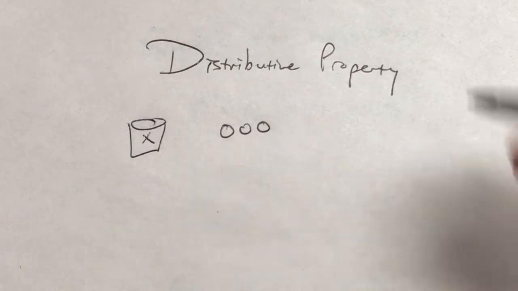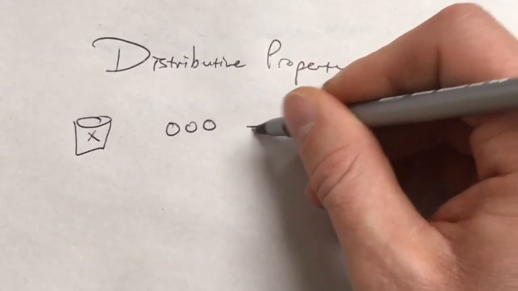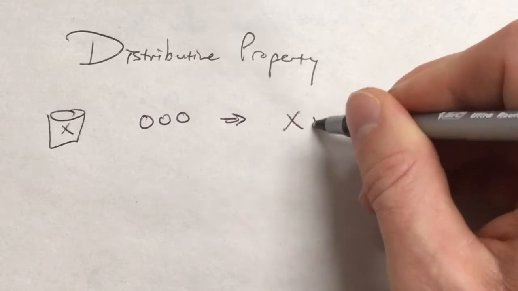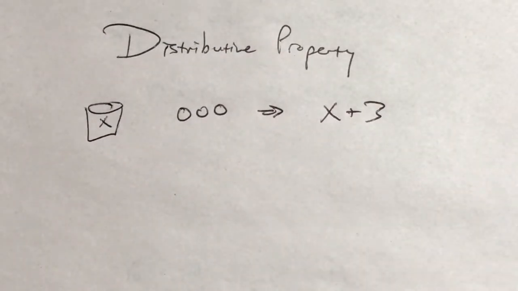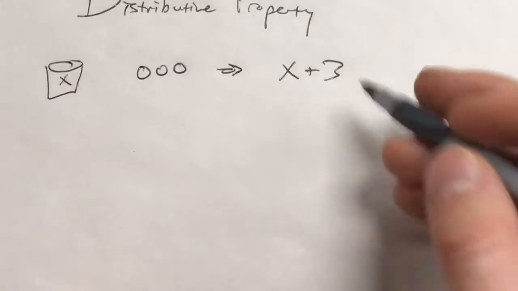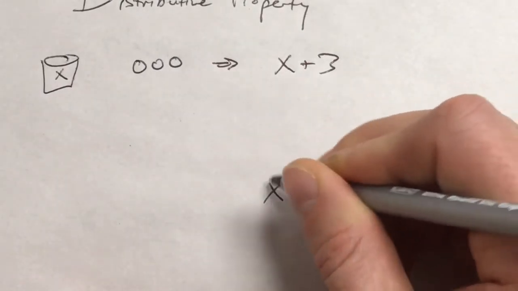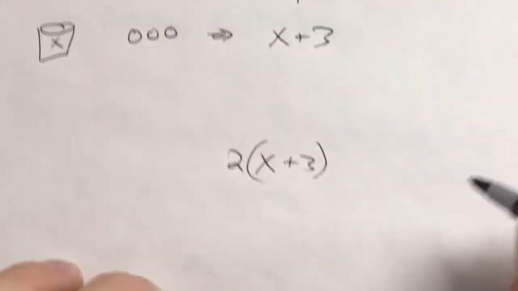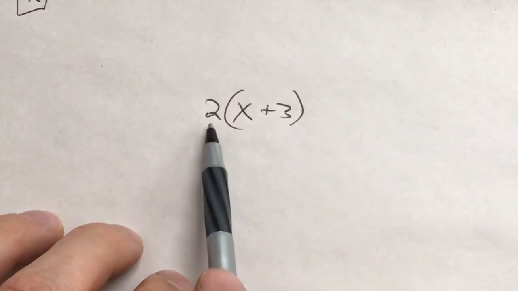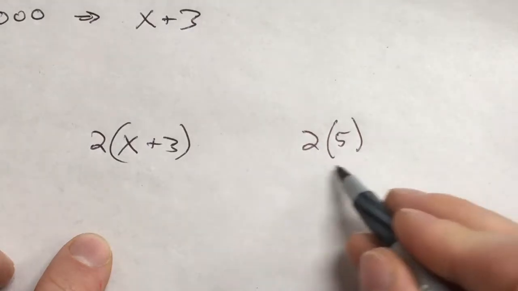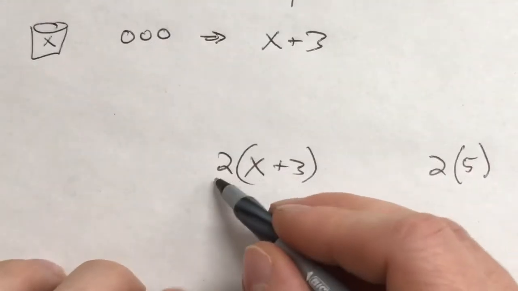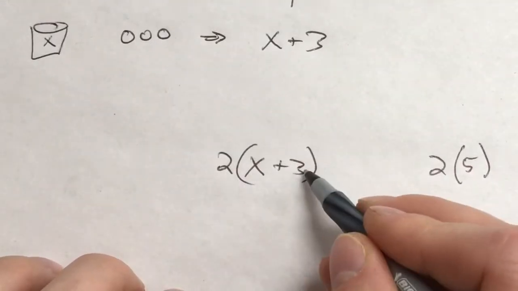So you've got X plus 3. On paper, that would look like this, X plus 3. But the distributive property says this. It's not just X plus 3. It would look something like this where, right? And so what you would say is, just like you would read this as 2 times 5, well, you would read this as 2 times X plus 3.